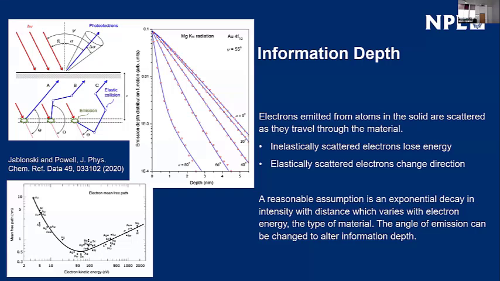The reason XPS is surface sensitive is that electrons don't travel very far through materials without losing energy. And this diagram shows you how many nanometers. So where the signal comes from gold is with magnesium K-alpha radiation as a function of depth. And you can see the logarithmic scale on the y-axis, linear scale on the depth axis, very close to an exponential attenuation. And you can basically use the Beer-Lambert law to understand the depth of signal in XPS.